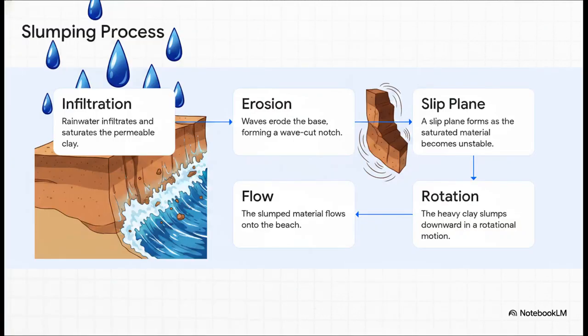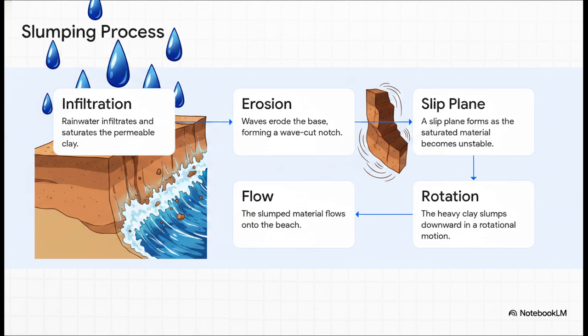Let's walk through the exact steps of how this forms. It's kind of like a giant puzzle. Step 1 actually starts from above. Rainwater infiltrates the ground and completely saturates that permeable clay, making it incredibly heavy. Meanwhile, step 2 is happening down below. Ocean waves are crashing in, eroding the base of the cliff and forming what's called a wave-cut notch. So now you've got a cliff that's undercut at the bottom and super heavy at the top.